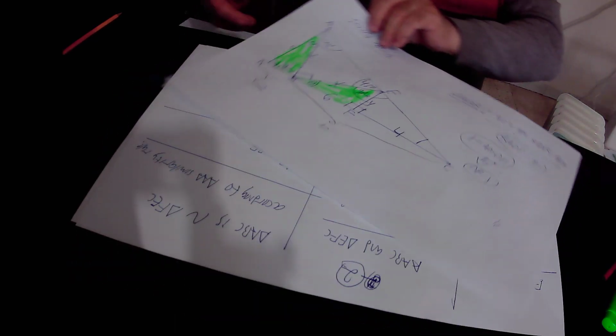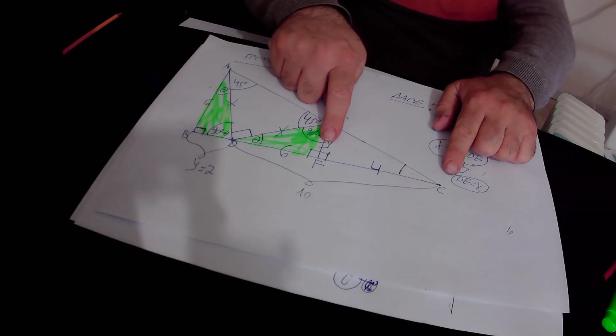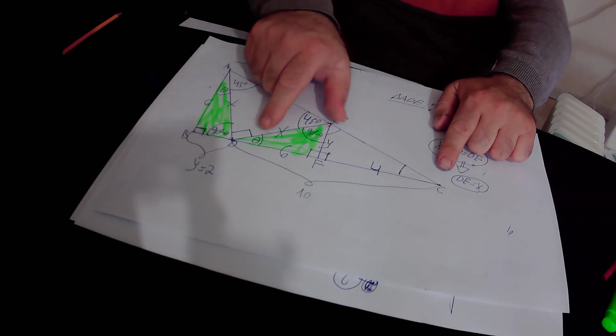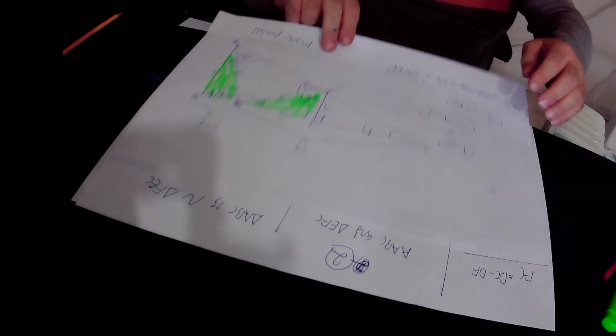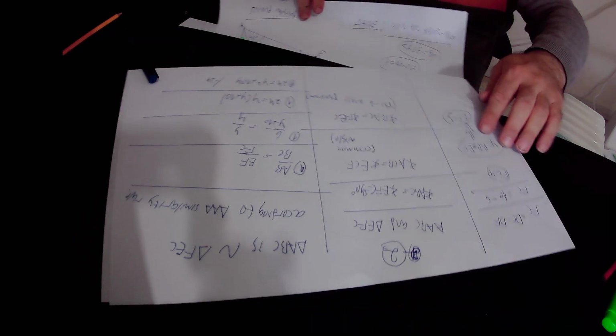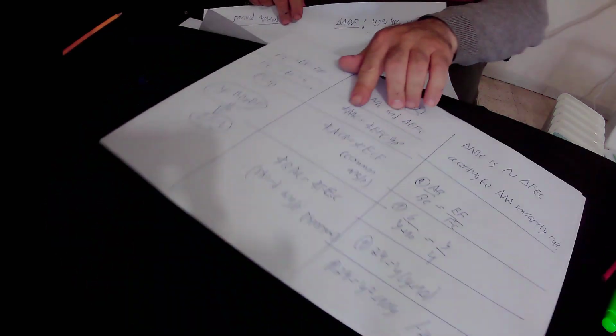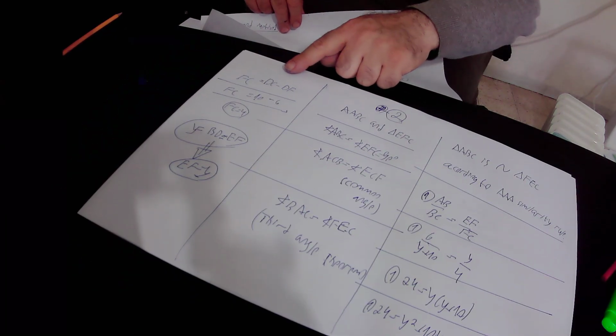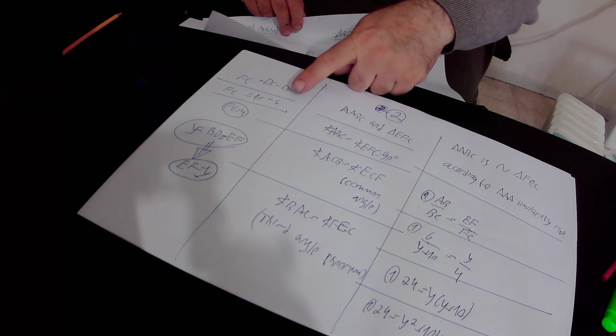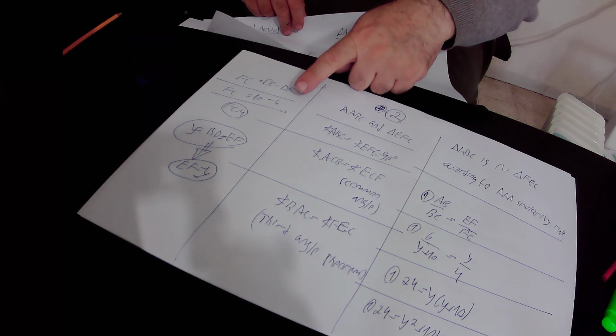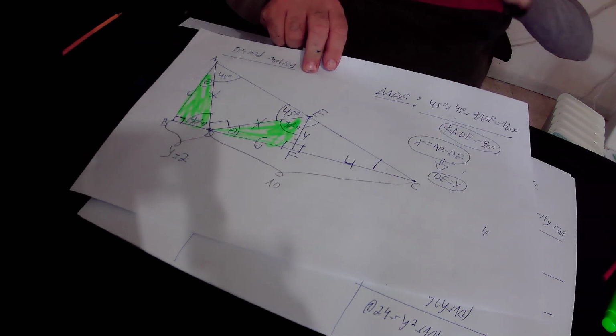And if DF equals 6, what is the value of FC? It is very easy to see that FC equals DC minus DF. Okay? Here FC is equal to DC minus DF, DC equals 10, DF equals 6, so FC equals 10 minus 6, that is 4. So we found out that FC equals 4 units.